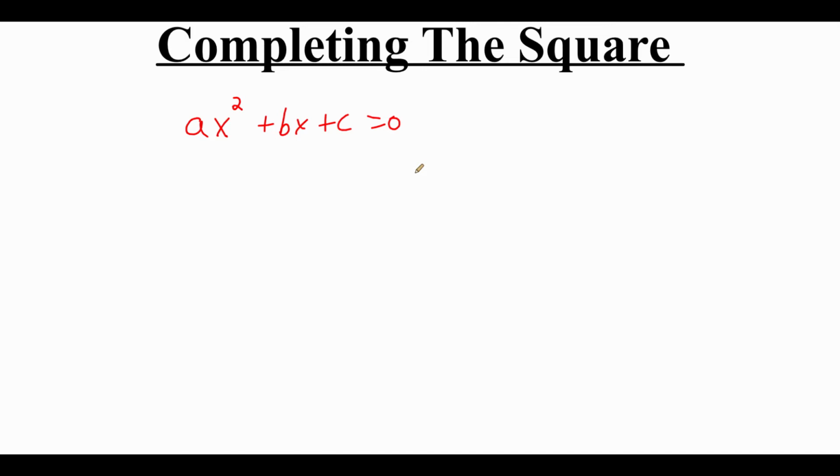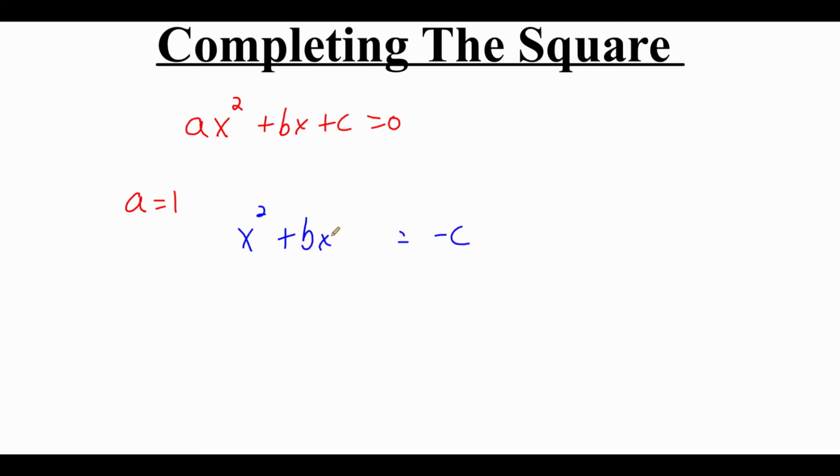Now, one big rule with completing the square is we need to make sure that our a value, the number in front of that x squared, is just a 1 before we get started. And then what we want to do is take that c value, that constant term on the end, and move that over to the other side. Now, since our a value is 1, we don't really need to keep it on there. So then our equation would say x squared plus bx equals negative c.